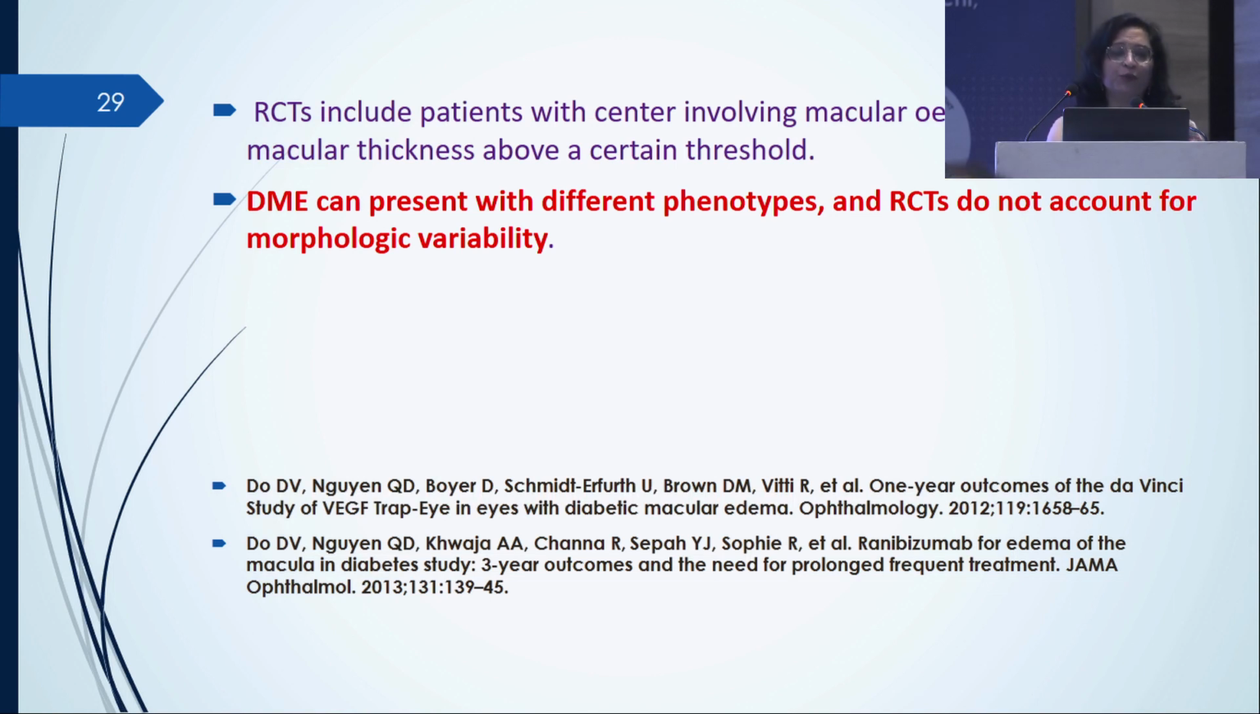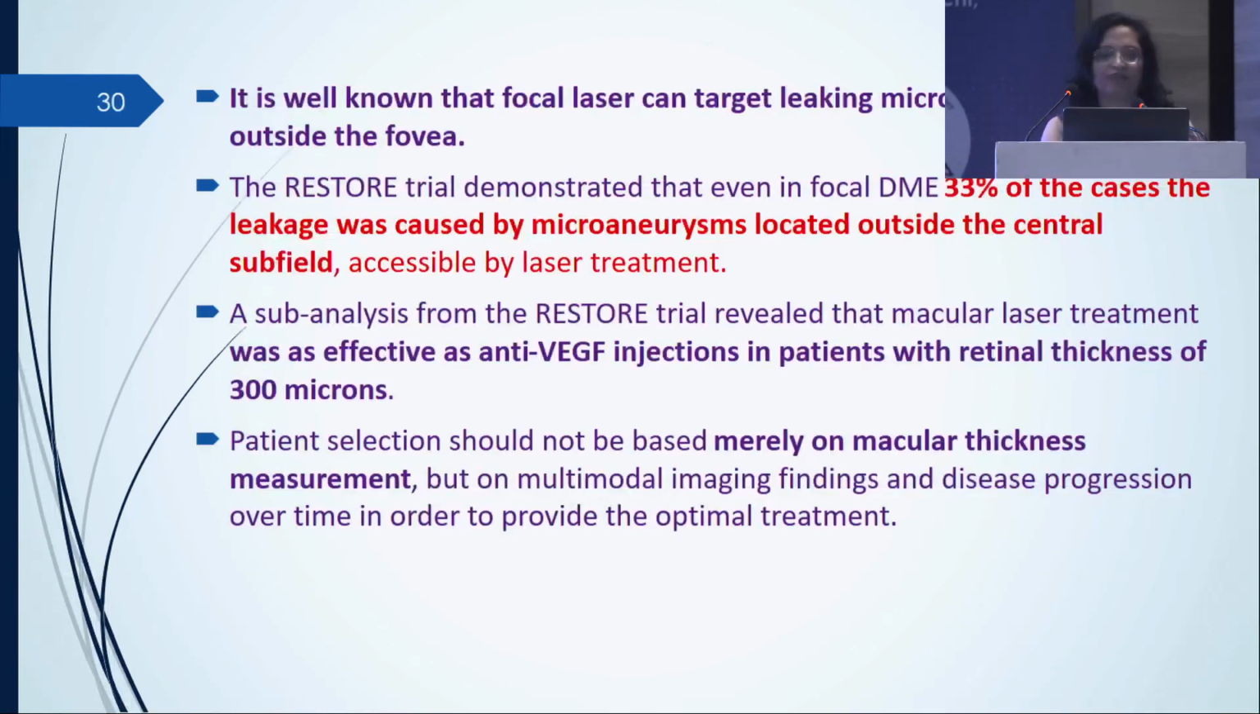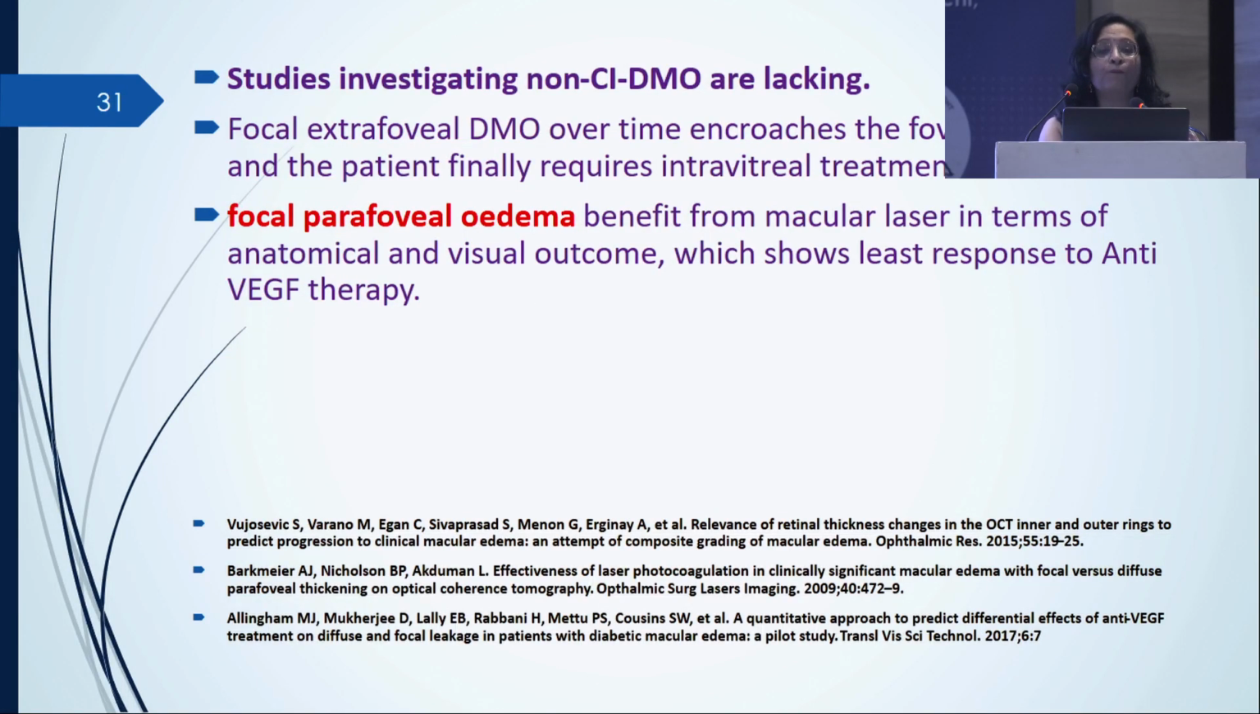And many of these RCTs were done in a controlled environment for center involving edema, but we know that our DME patients do not have a single phenotype, they have different morphological variabilities. There could be a leaking microaneurysm outside the fovea, and in the RESTORE trial itself, 33% of the patients showed leaking microaneurysms outside the central zone, which needs the laser. Even the sub-analysis shows that retinal thickening of more than 300 microns responded very well to macular lasers. Not only this, we have not studied the non-center involving macular edemas. So parafoveal macular edemas definitely need a laser.